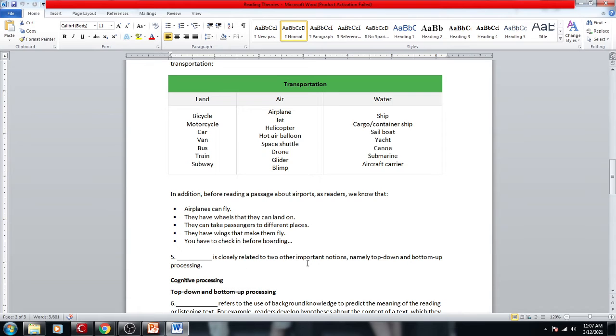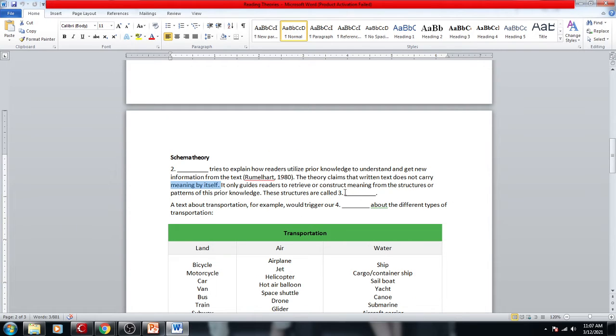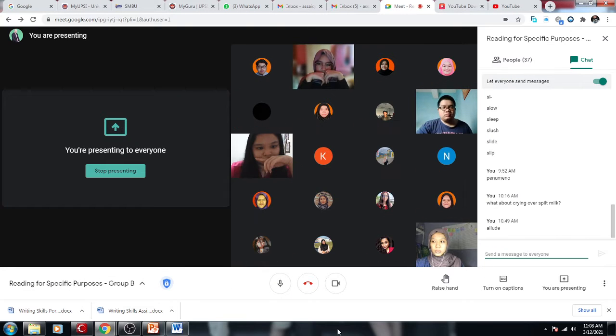Schema theory is closely related to two other important notions, namely top-down and bottom-up processing. We don't want to go further, but the point is that, as the theory argues, written text does not carry meaning by itself. It only nudges, it only guides readers to retrieve or construct meaning from the structures or patterns already in your mind, as part of your background knowledge or world knowledge.